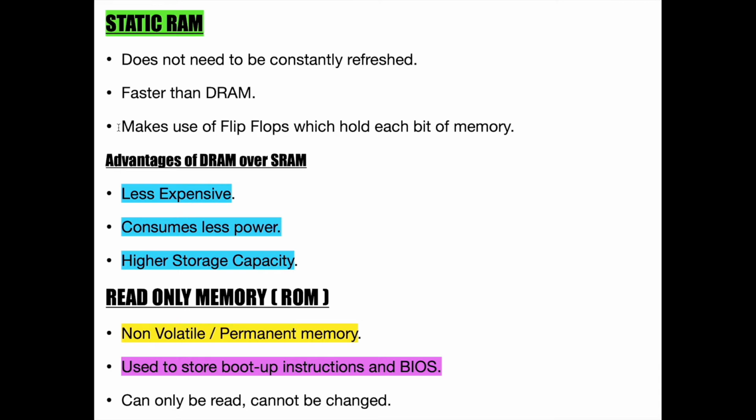The dynamic RAM contains several advantages over the static RAM. The dynamic RAM is less expensive, consumes less power, and has a higher storage capacity than the static RAM.